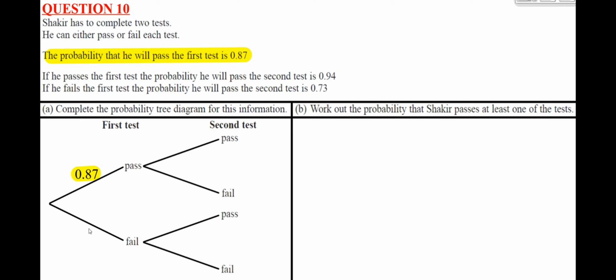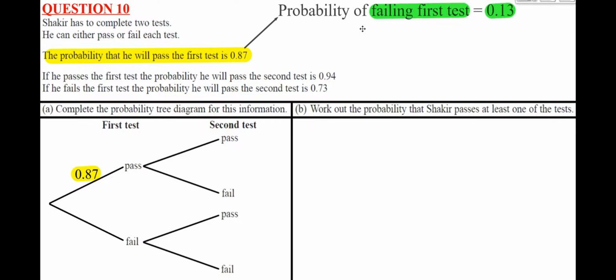In other words, 1 minus 0.87. So we can say that the probability of him failing the first one, therefore, must be 0.13. So we can add this onto the diagram. Double check, 0.87 plus 0.13 does equal 1. We can now use this other bits of information to complete the tree diagram. So it then says about the second test. Well, if he passes the first one, the chance he passes the second is 0.94.